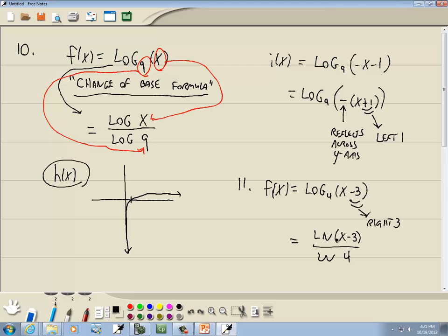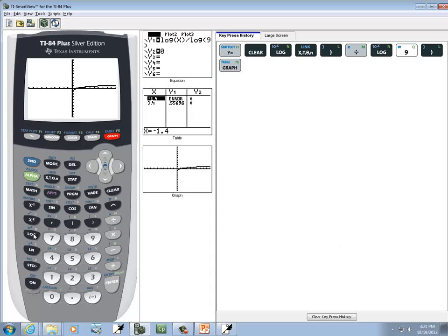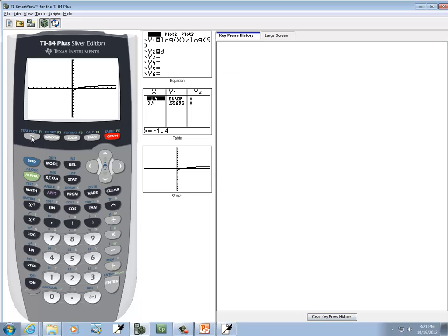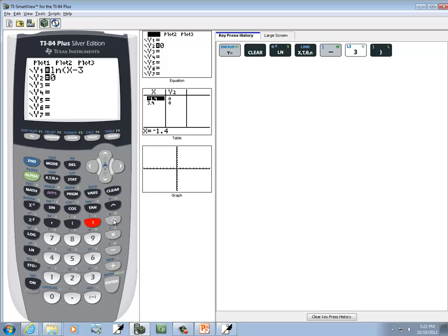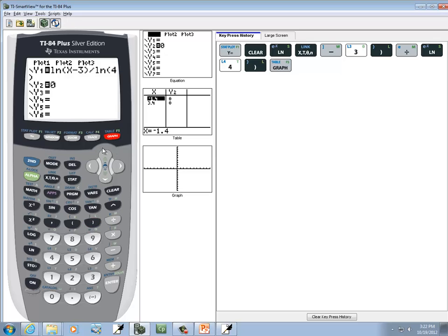Those are the only two that actually make sense because those are the only two buttons we have on our calculator, if you're going to use a calculator to graph it. So let's graph this one. Now press y equals, press clear. We've got the ln of x minus 3, closing parentheses, divided by natural log of 4, closing parentheses, and then graph.